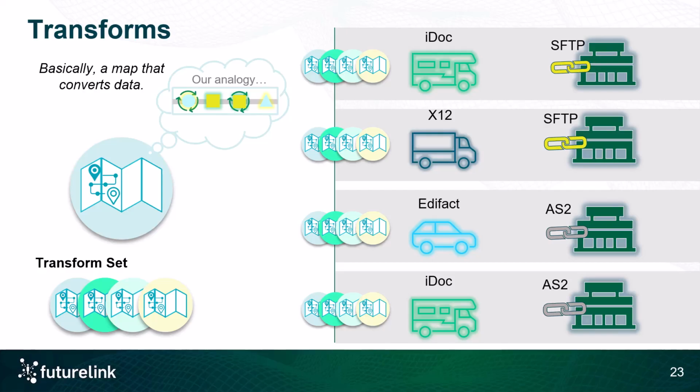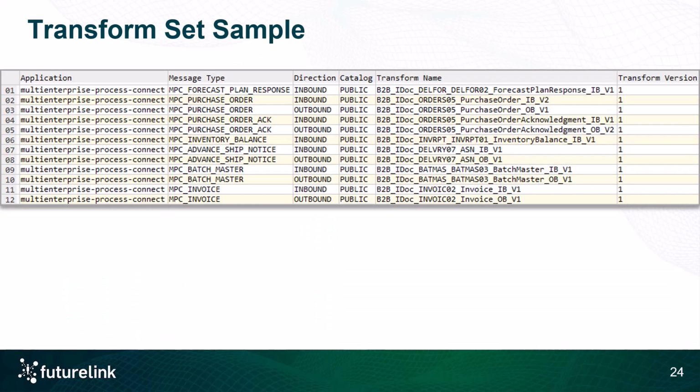In our analogy, this was our different kinds of delivery vehicles. Since a company has one B2B connection per choreography, they will use different transform sets for those connections. If you're familiar with maps in TTS, a transform set looks similar. This is a sample transform set for IDOC B2B SFTP connection.